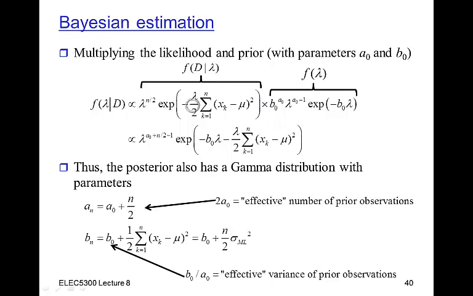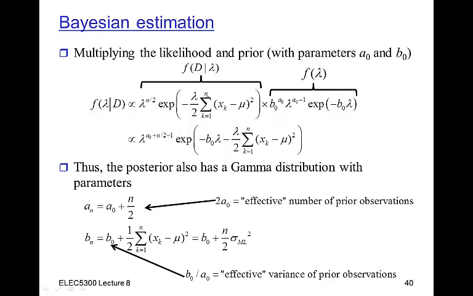So when we combine the lambda terms here, we get lambda to the a plus n divided by 2 minus 1, and the e to the sum of this plus this. So I combine those terms inside there. And so now I can see that this is exactly the same form as that. The only difference is that I've replaced the a0 here by a0 plus n divided by 2.